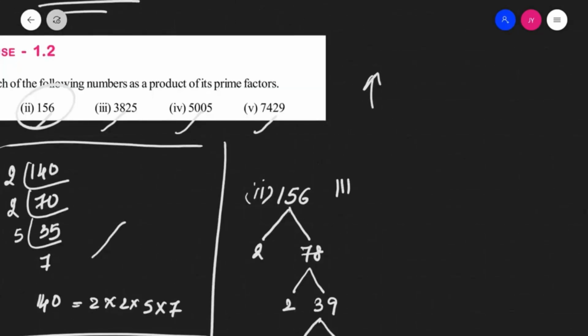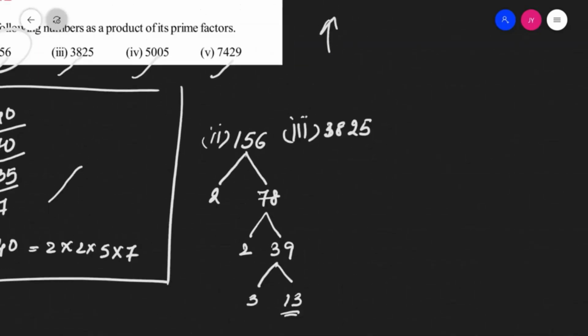Now let's do the third sum. What is the third sum? 3825. So 3825, prime factorize it. It is not divisible by 2, so the next prime number is 3. So 3825 divided by 3 is 1275.